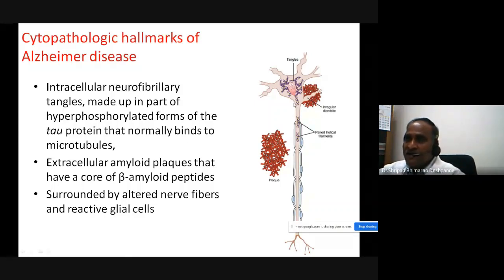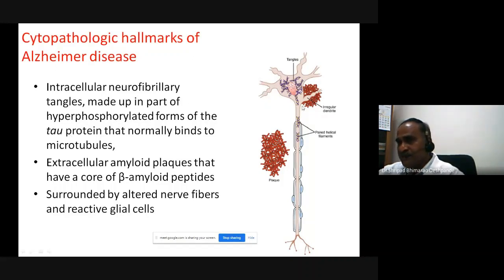There are what are called neurofibrillary tangles. It's a neuron I have drawn there. You have the neurofibrillary tangles, which are made up of hyperphosphorylated tau protein, which is synthesized there and normally binds to microtubules. The microtubule is the one which transmits the neurotransmitter synthesized in the soma. The tau protein becomes hyperphosphorylated, condensed and precipitated there, and they make the tangles.